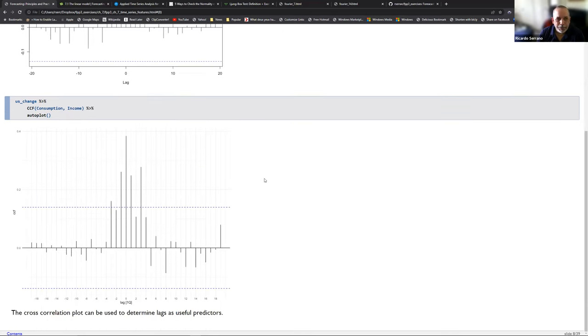This is the base R function, and then this is the one with autoplot. As you see, basically it's the same function with some changes. And this is ggCcf, I believe, in capital letters, which comes from one of the packages that we're studying here. So it's important, when we deal with time series, to verify the lags, because the lags could be a method to create new predictors to increase our forecast accuracy in the future.